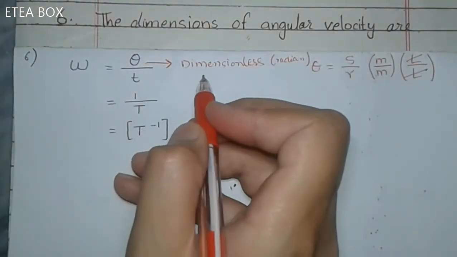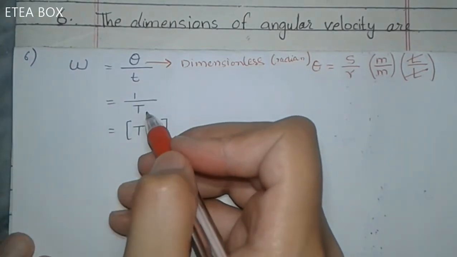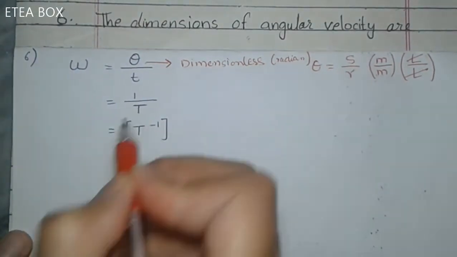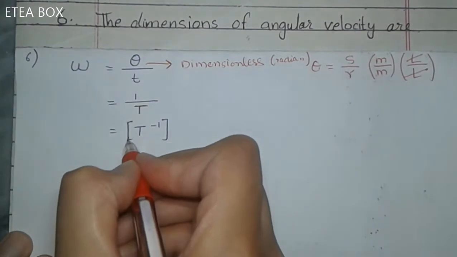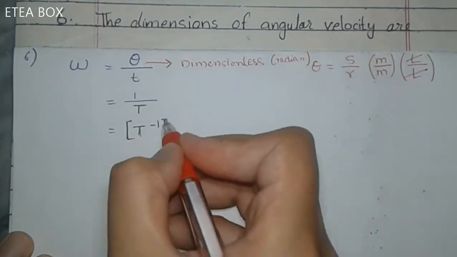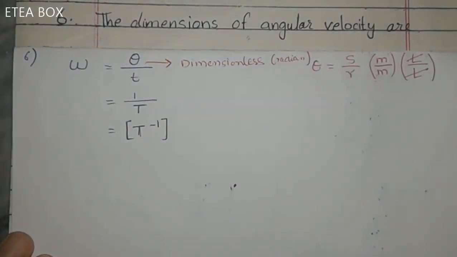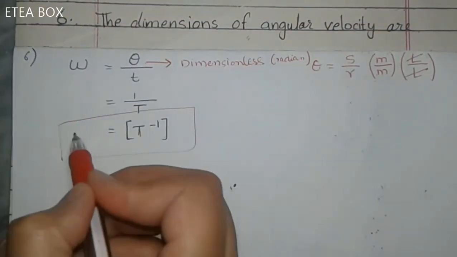Now look at this one. It's dimensionless. It means that we will put one here only. And the time is t. The time has the dimension. So the dimension of angular speed will be time inverse, T inverse. So this one is the answer.